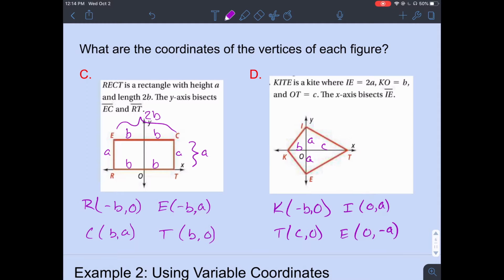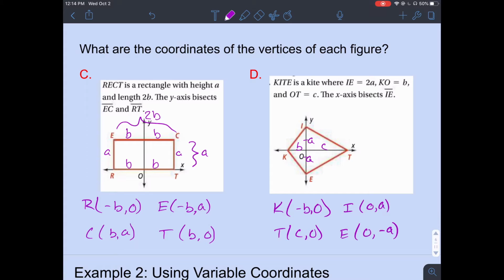And then let's look at the kite. The kite, it tells us the length of IE is 2A, KO is B, and OT is C. The x-axis bisects IE. So that means it cuts it in half, which means that these two are the same, so they're both going to be A. If it's 2A, then you divide by 2, and you get A.